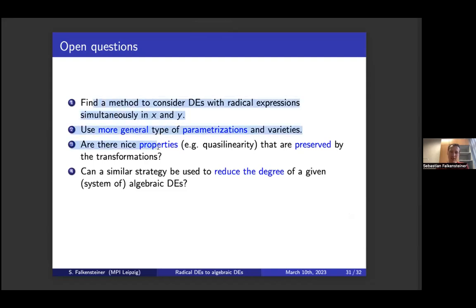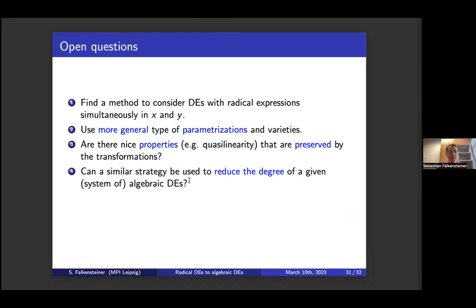So the first three are basically working on generalizations, and the third one is about which properties are preserved. For example, I started to study a little bit that quasi-linearity is preserved in most cases, but not in all. And so I want to give a criterion on this.